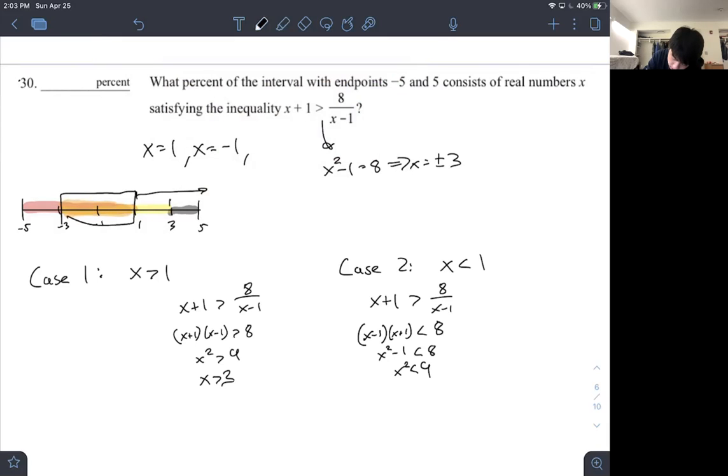So here are our two valid ranges. For x greater than 1, 3 to 5. That's our only valid range. If x is less than 1, our only valid range is from -3 to 1.